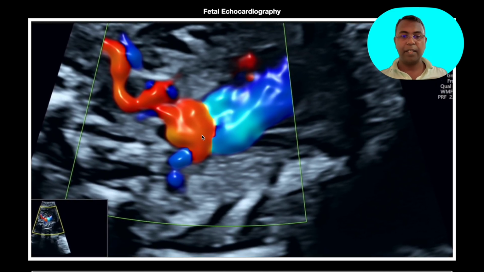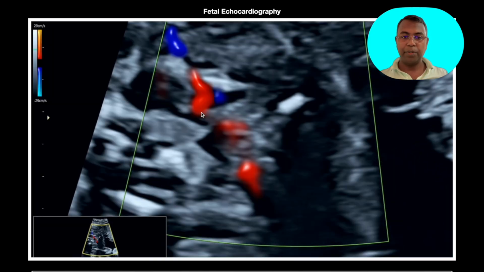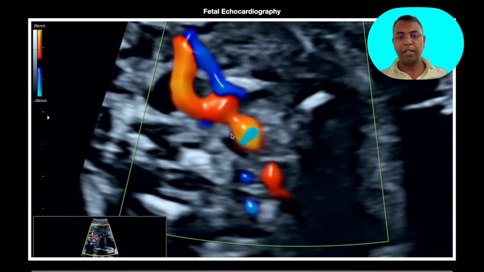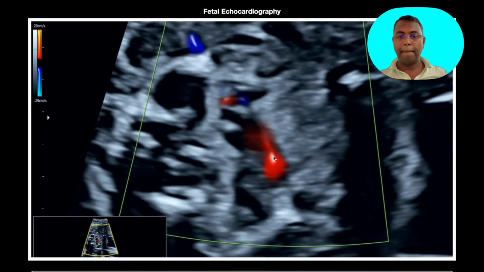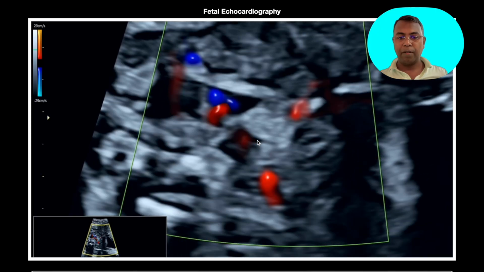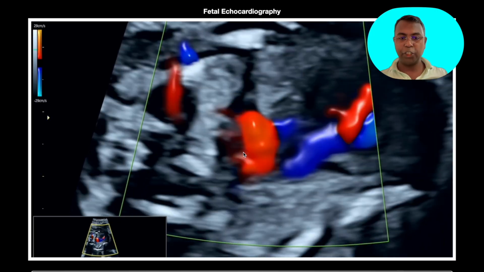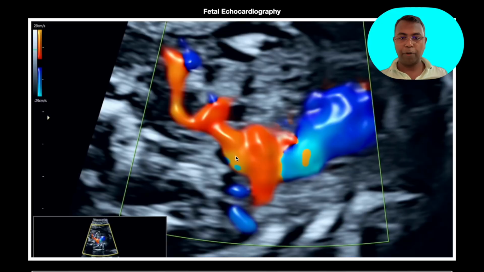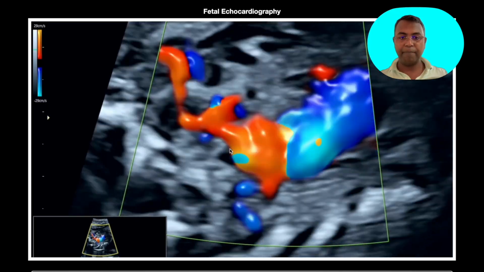Finally, the last part of the echo is we must obtain the NRSA view, that is the normal right subclavian artery. This is passing in front of the trachea. This is the trachea, fluid-filled trachea.